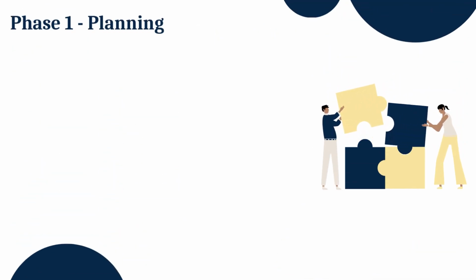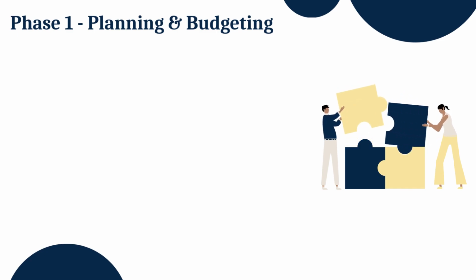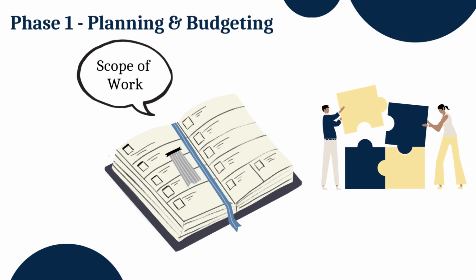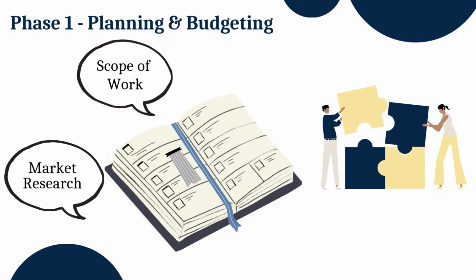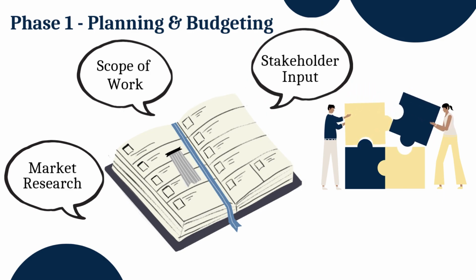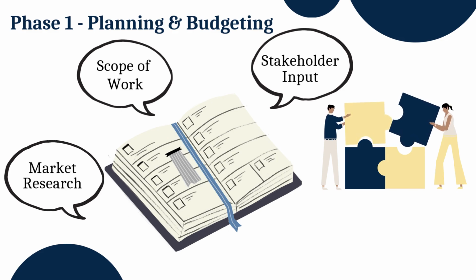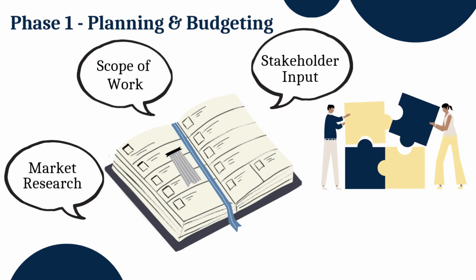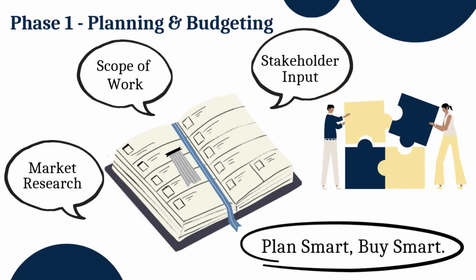Every successful procurement begins with a solid plan. In Phase 1, agencies identify a specific need, define the scope of what they're buying, and align that need with available funding. This phase includes internal consultations, market research, drafting scopes of work, and confirming that the purchase is within the approved budget. If planning is rushed or skipped, procurement issues arise later, so this phase is essential.